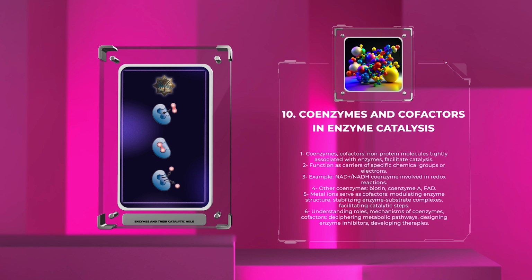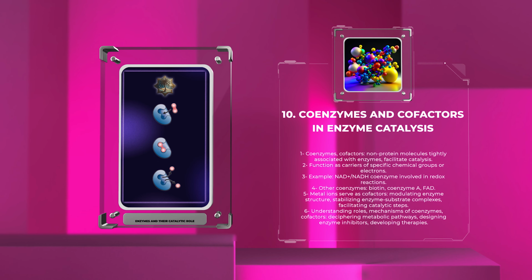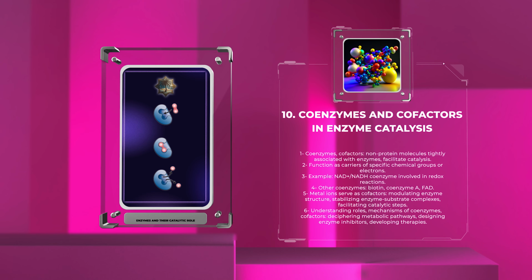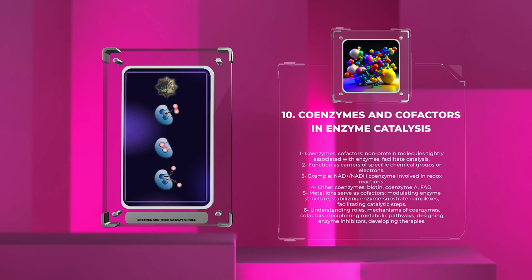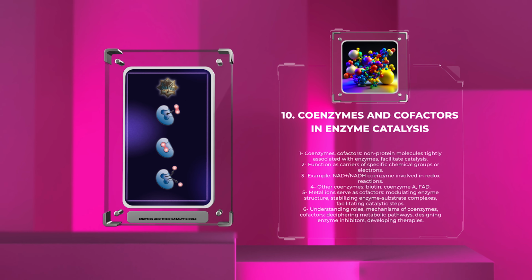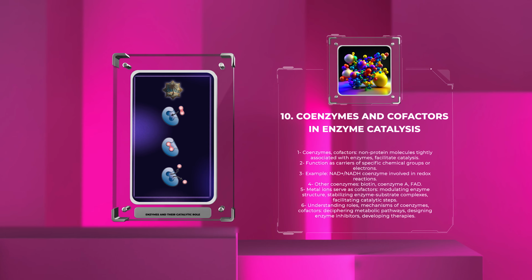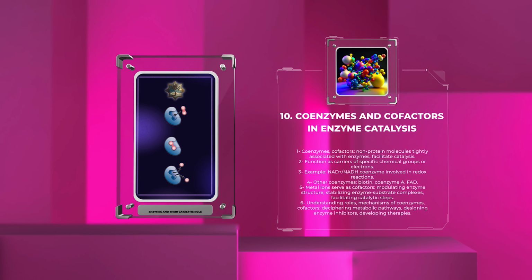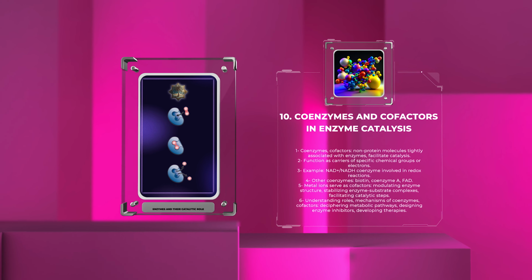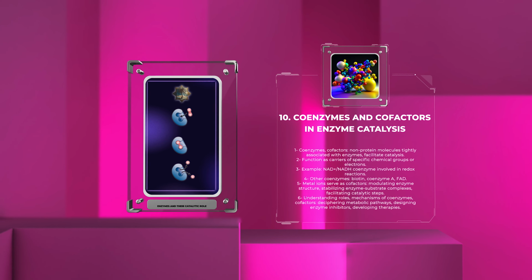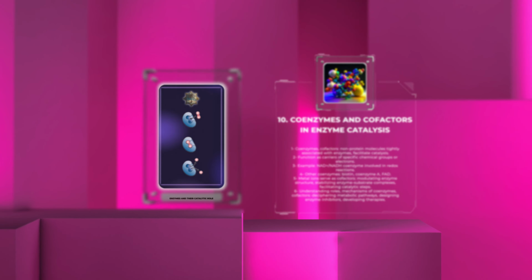Metal ions, such as magnesium, zinc, and iron, also serve as cofactors, modulating enzyme structure, stabilizing enzyme-substrate complexes, or facilitating specific catalytic steps. Understanding the roles and mechanisms of coenzymes and cofactors in enzyme catalysis is crucial for deciphering metabolic pathways, designing enzyme inhibitors, and developing therapies targeting specific enzymatic processes.